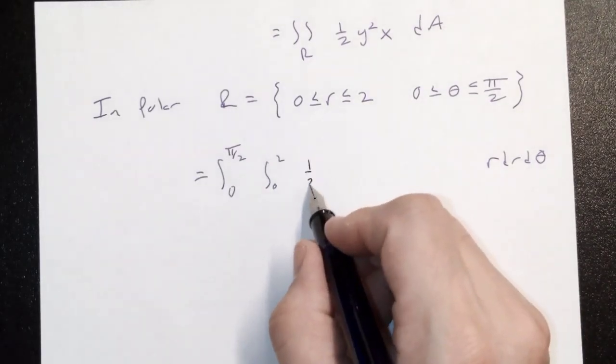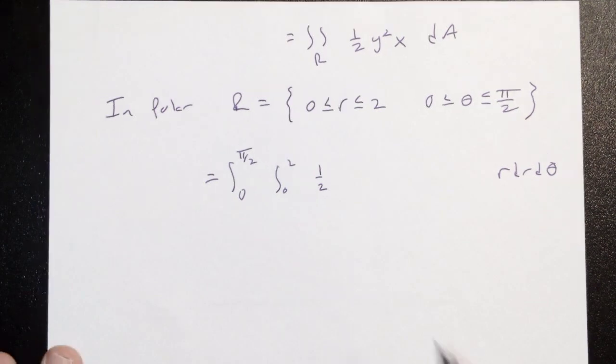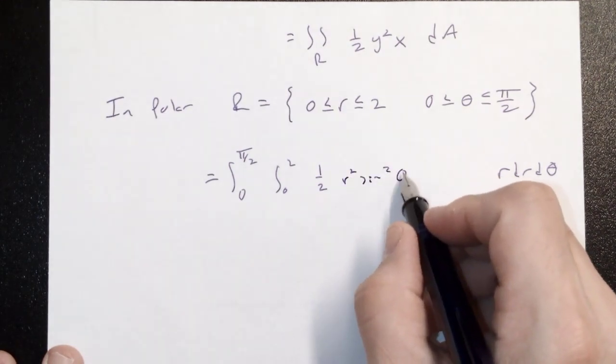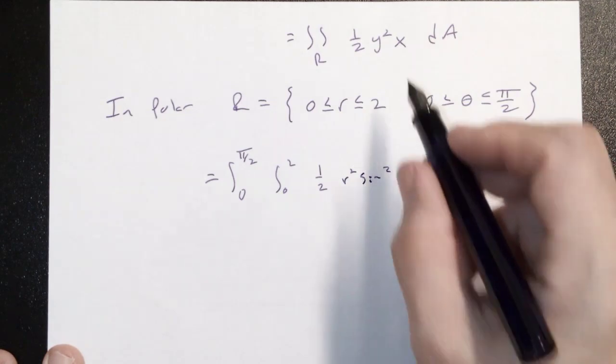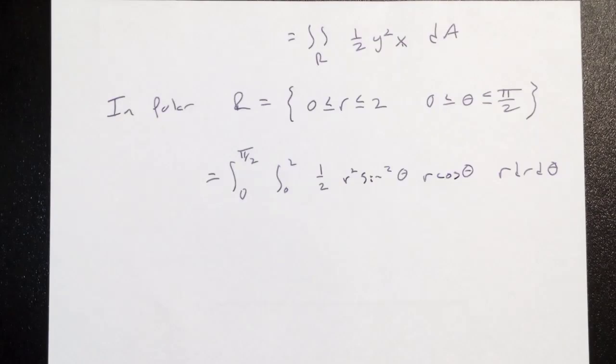The 1/2 is just going to stay there. Y squared. What's Y in polar? So I'll get an r squared sine squared theta. Then x gives me a cosine, so I get an r cosine theta, and then r dr d theta. Notice that this is a bunch of stuff with thetas multiplied by a bunch of stuff in r's. My favorite thing happens here. What's my favorite thing to do with double integrals like this?